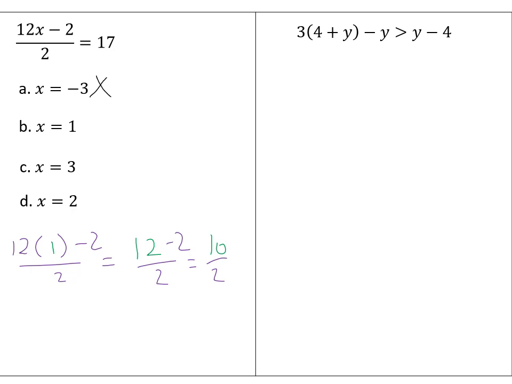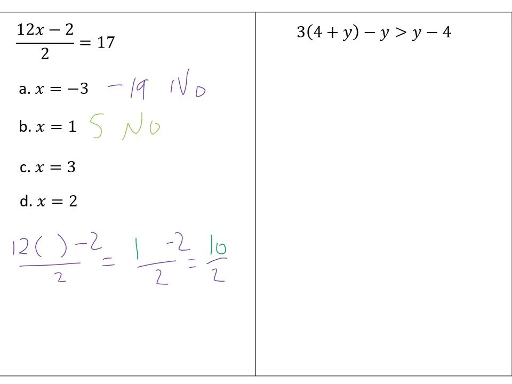So when we plugged in the -3, that would have gotten us -19, which is a no. And now we just plugged in the 1, and that's going to get us a 5, which is also a no, because we're looking for it to be 17. Okay. So now I'm going to do it again.